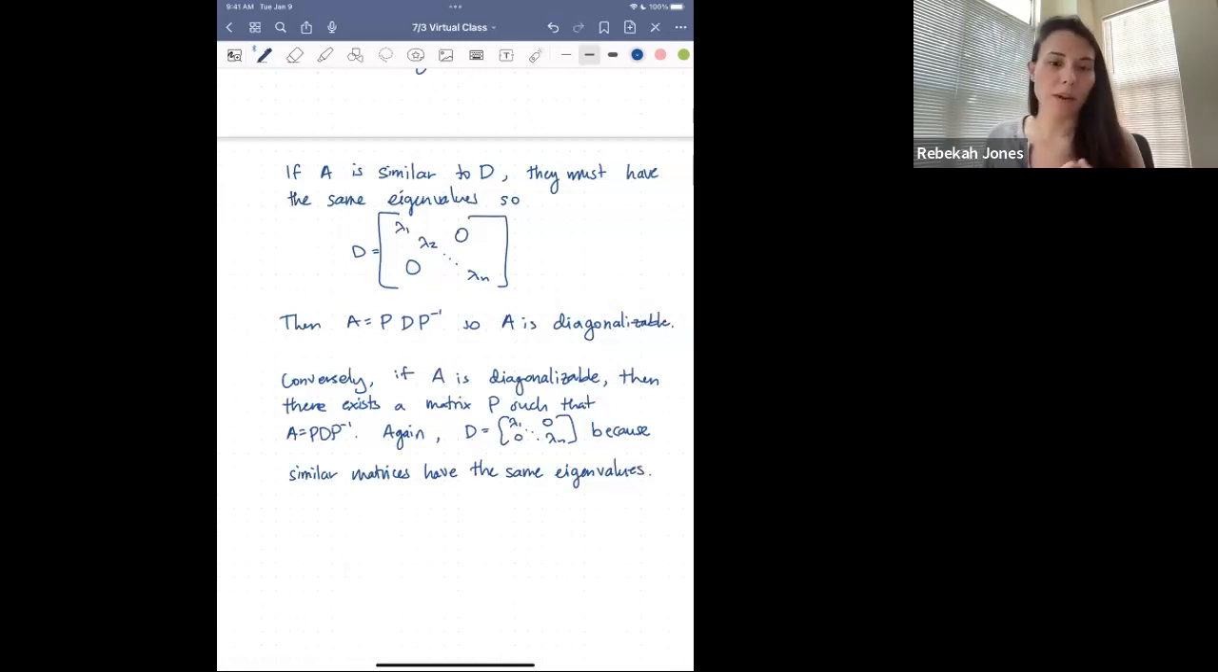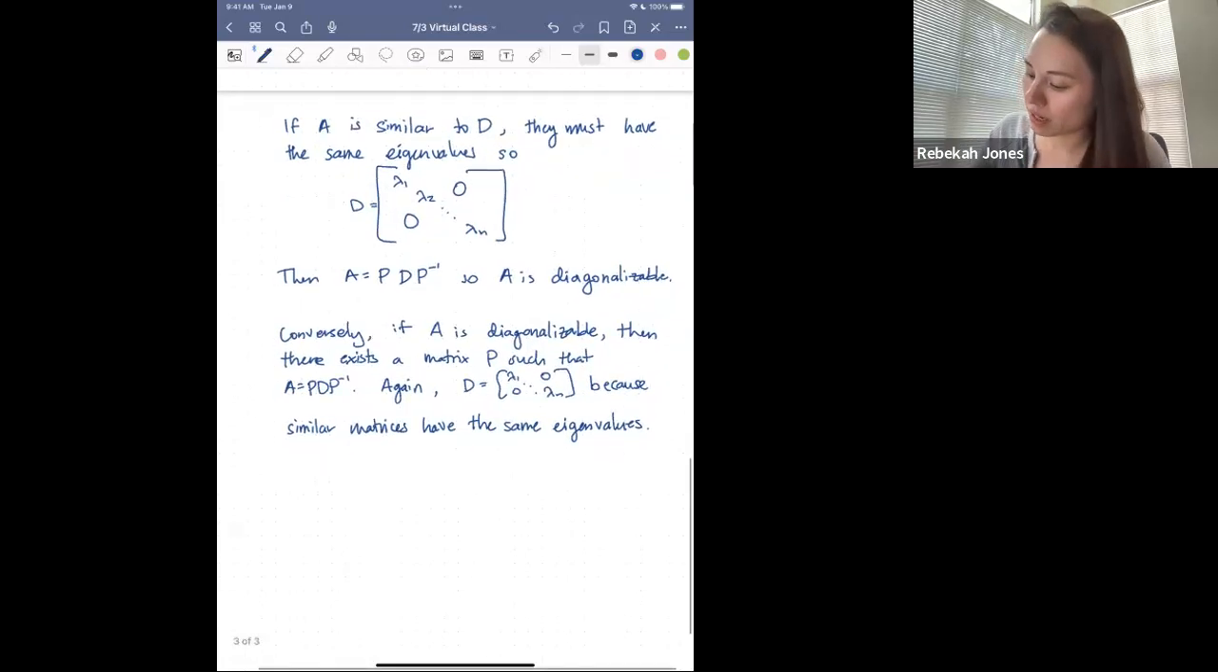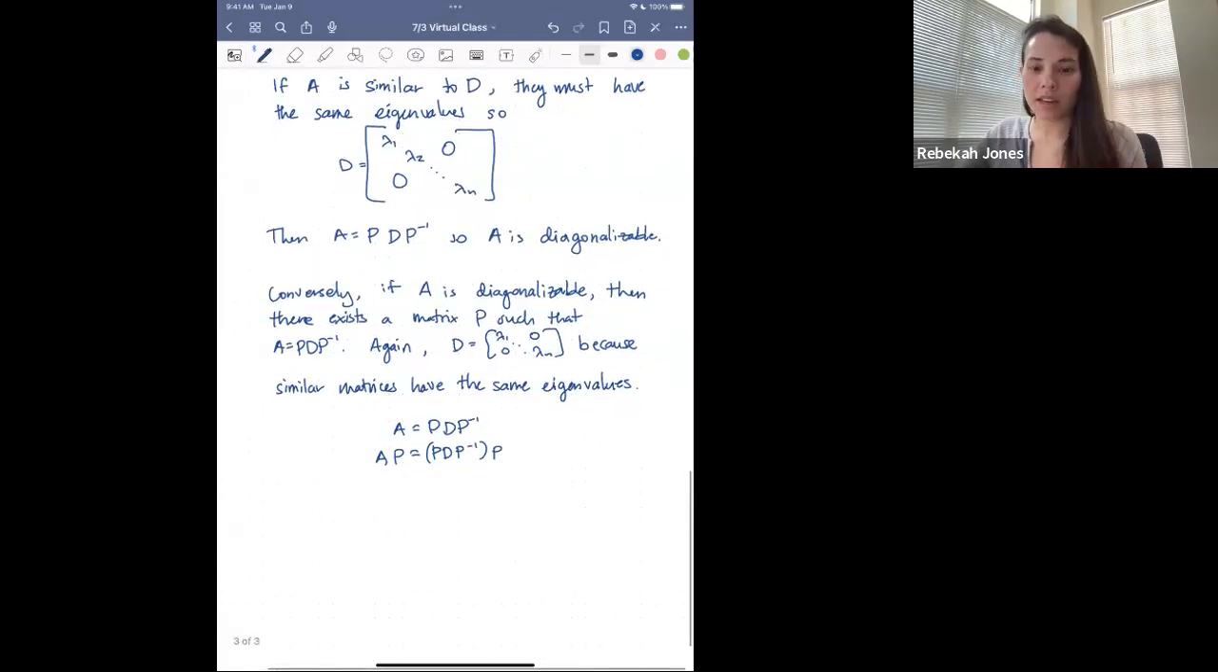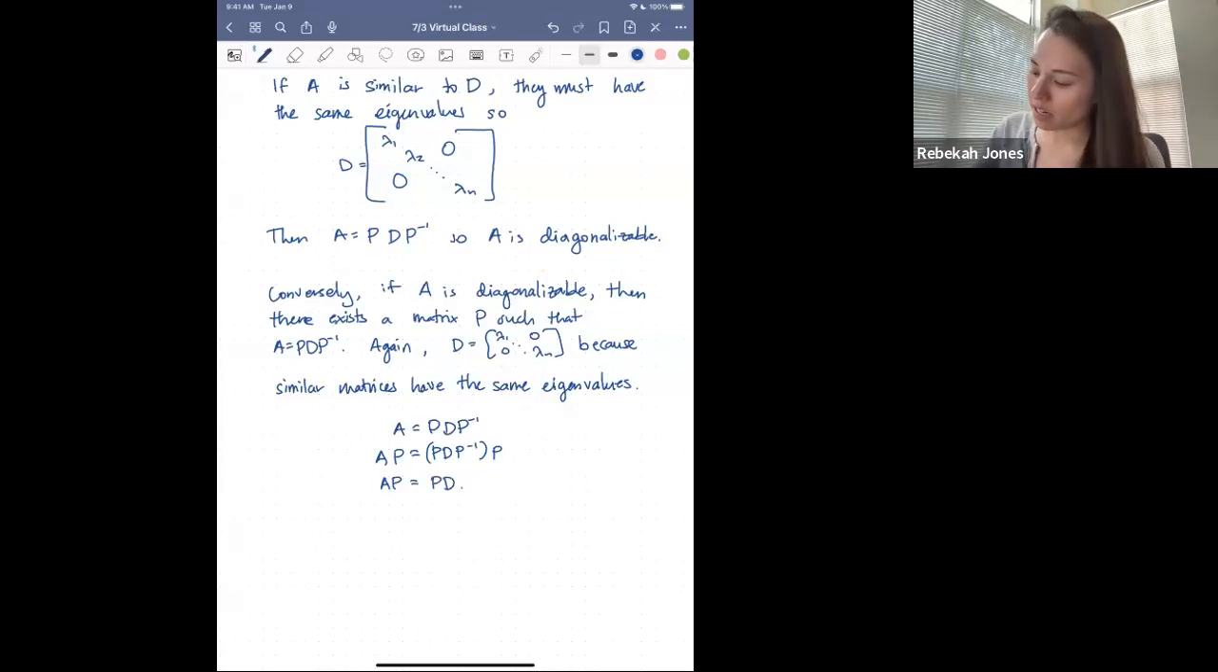Okay. And so what we can say, just starting from this equation that we have, we can multiply this on the right by P. And then we know that P inverse times P is going to give us the identity. So this will simplify to A times P equals P times D. This is equivalent.